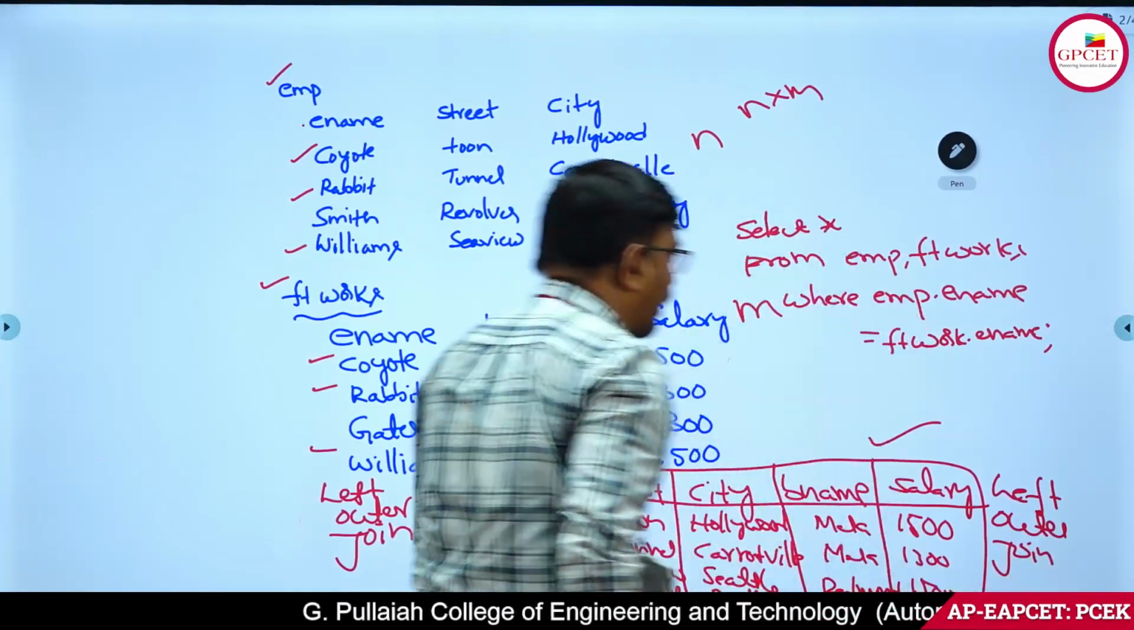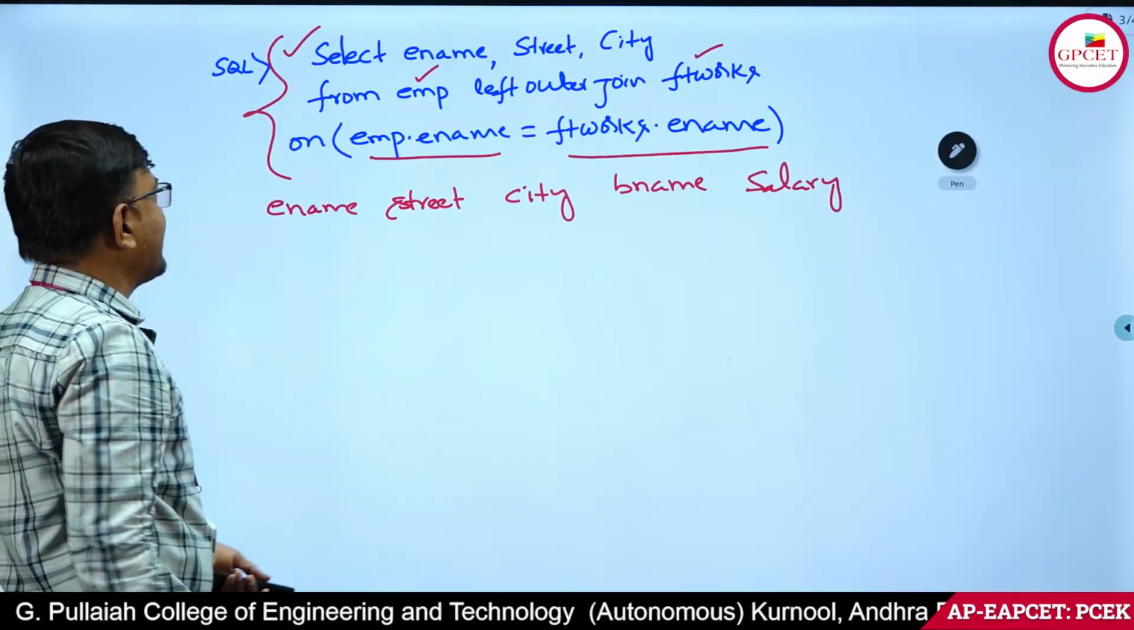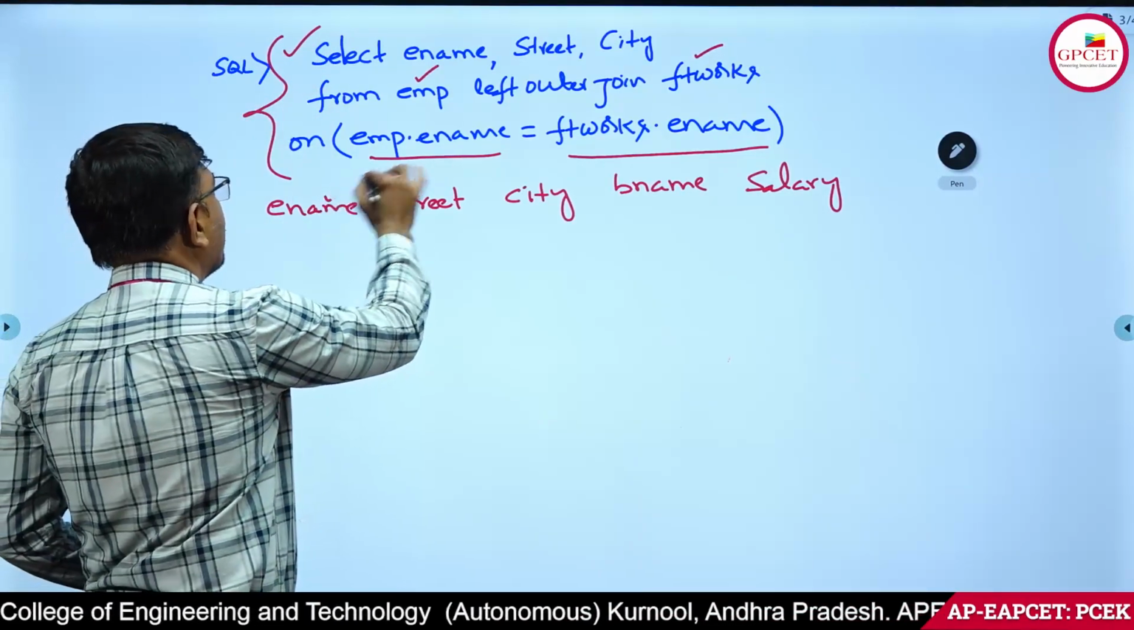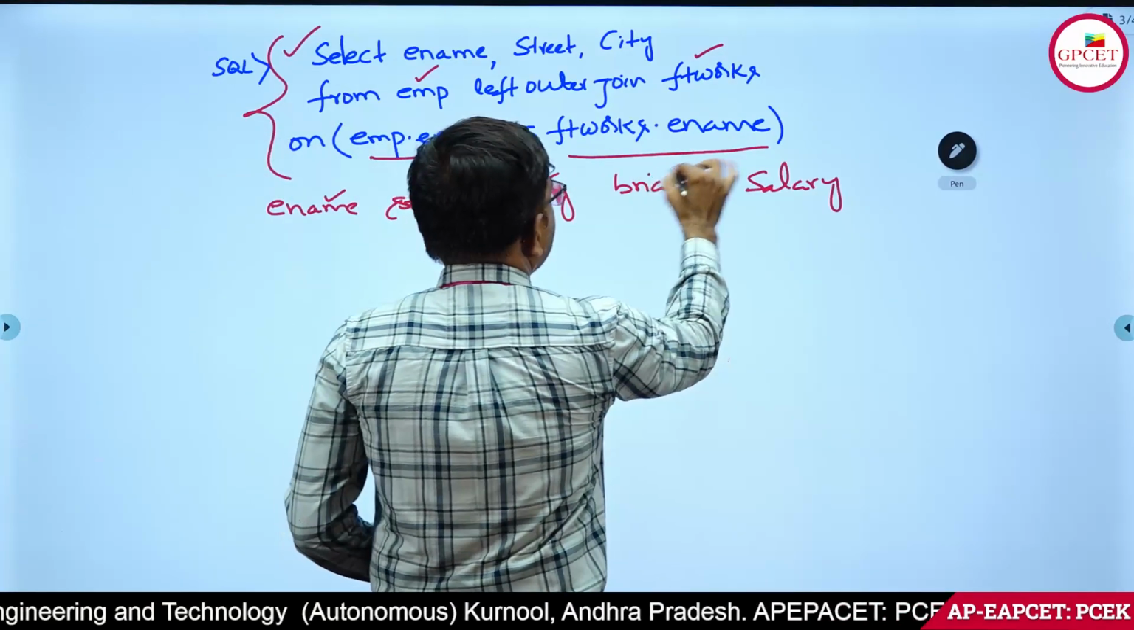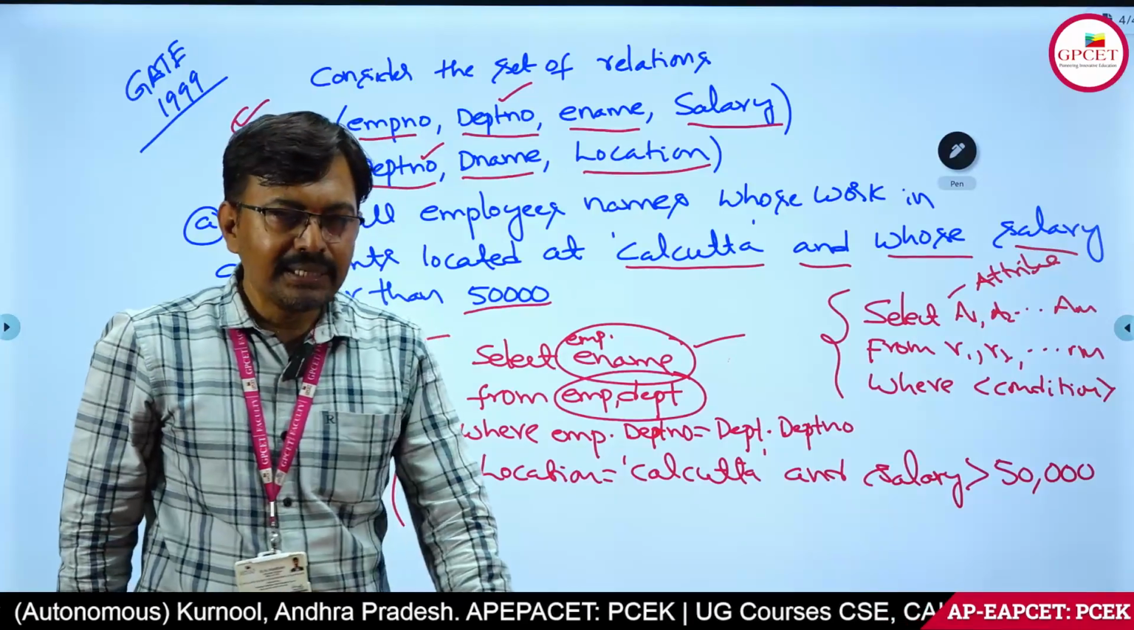Okay, that is the left outer join syntax. The SQL syntax is like that only. Here we have the employee name, street, city, branch name, and salary. Okay, this is an example of a left outer join.